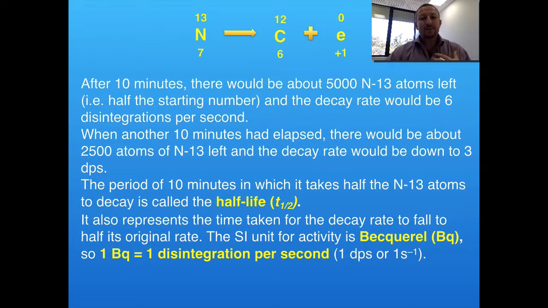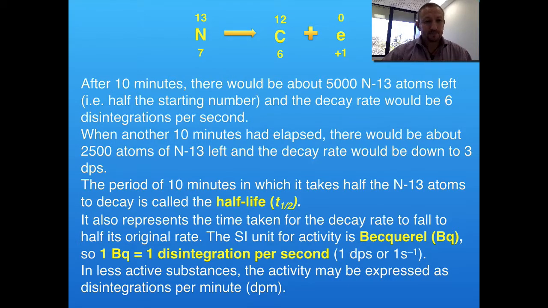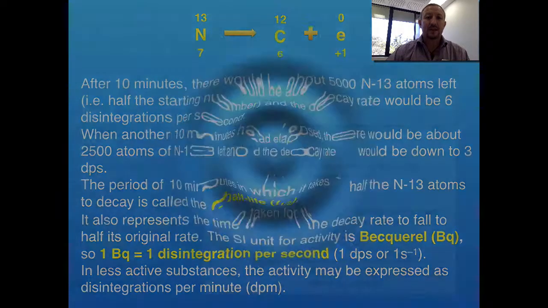Now, the activity can often be written in seconds, and the SI unit for this is becquerels, where 1 becquerel is 1 disintegration per second, or 1 dps, or 1 s to the negative 1. Obviously if you've got less active substances, the activity can be expressed in minutes, or we could go even further and look at years, depending on how long it's going to take for those atoms to break down.